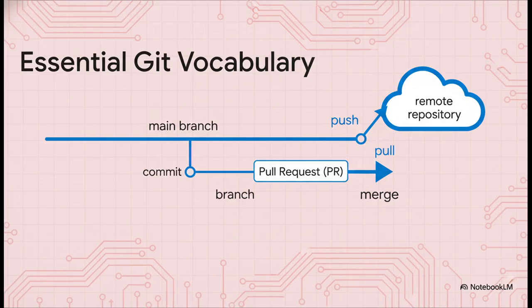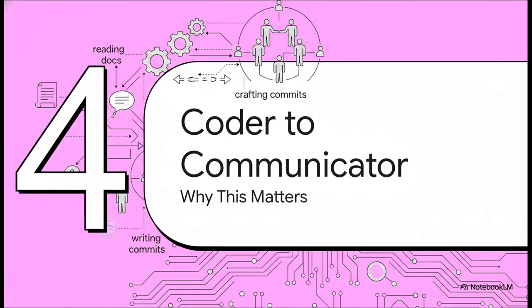That's it. Now, if you want to be a real player in this whole collaborative story, you absolutely have to be fluent in the language of Git. Terms like commit, branch, merge, and pull request, these are the verbs and nouns of modern software development. Seriously, mastering this vocabulary is just fundamental for working on a team today. Okay, let's bring this all home.